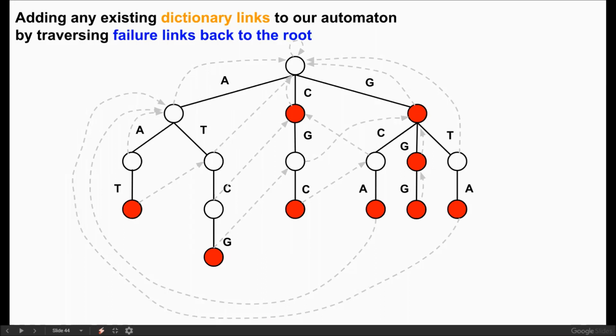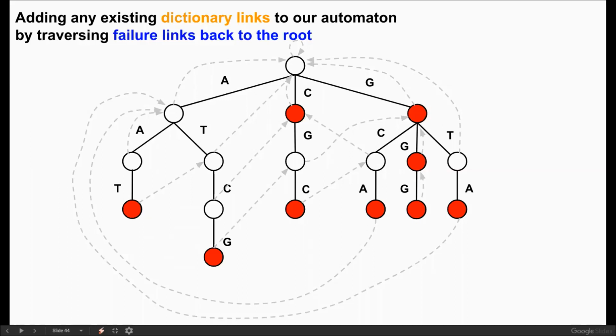Dictionary links will be indicated in orange, so that's new. But then the current node that we're assessing to see if there is an outgoing dictionary link will be indicated in green again, and the string that represents that node will be indicated in green in the top right, just like before. And if you'll notice, the gray links that you see here are the exact failure links that we found in the last part of the exercise.